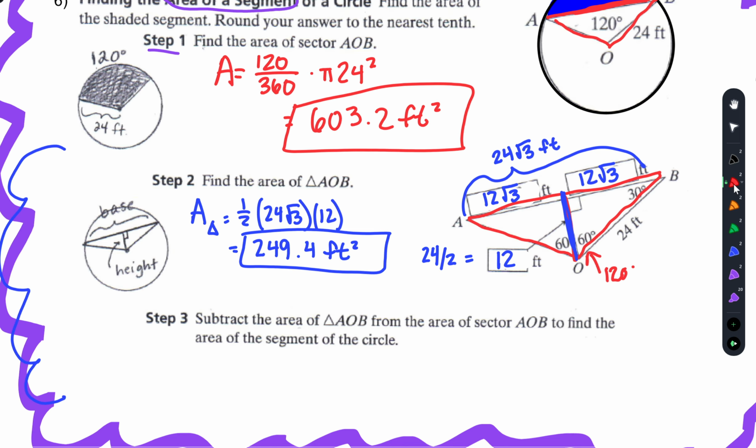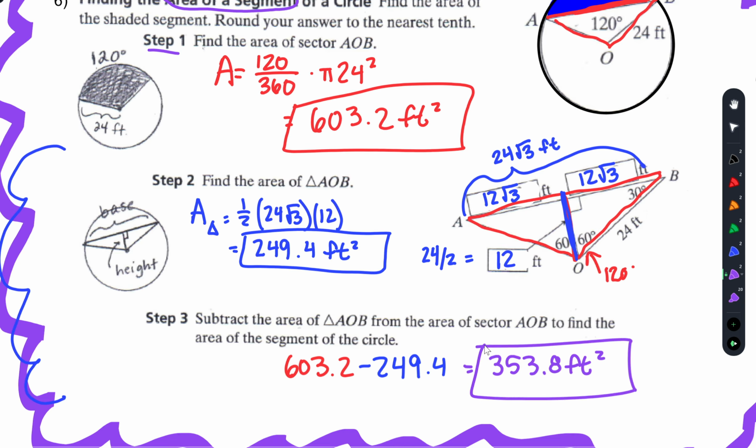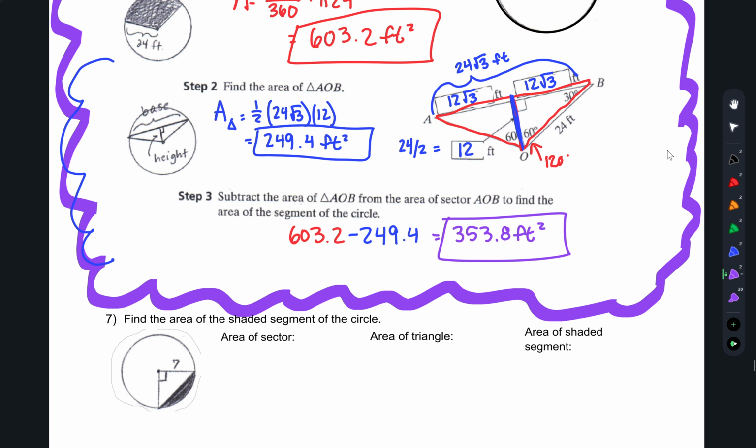So I'm going to do 603.2 minus 249.4, which tells me that the area of that segment that's left over should be 353.8 feet squared. You will have to do this on homework, on quizzes, on tests, so make sure that you understand this is part of the notes. Let's do one more little quick example.